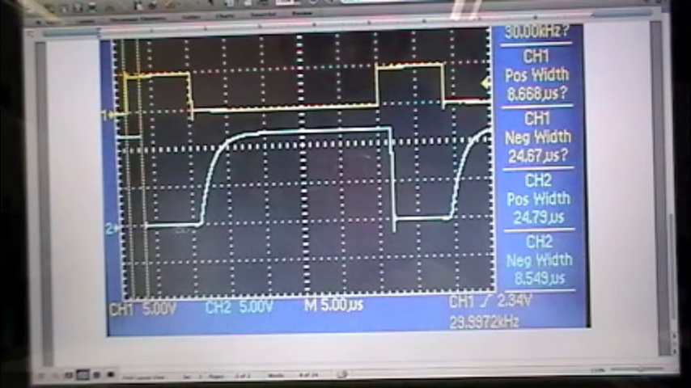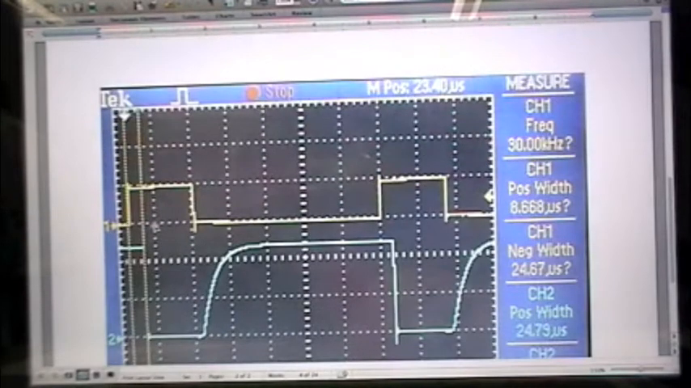Channel 2 is the outside of the optocoupler. Right here I'm showing that there's a 2 millisecond delay. This was one of the problems when using the microcontroller. We could not decrease the duty cycle too much more than this because of the delay time.